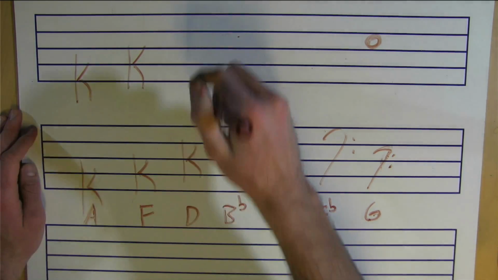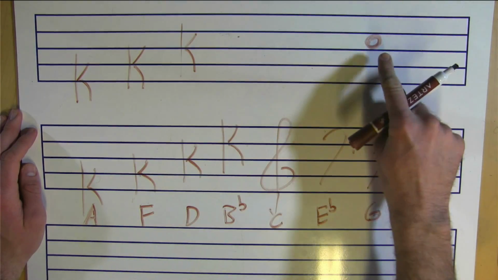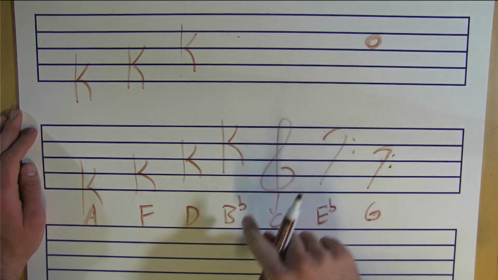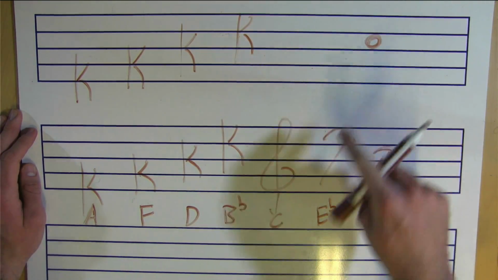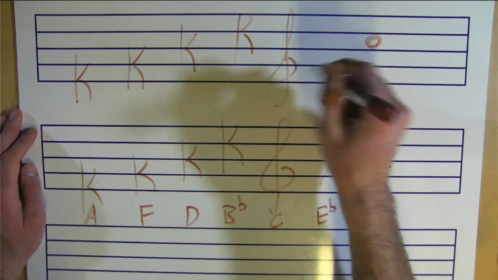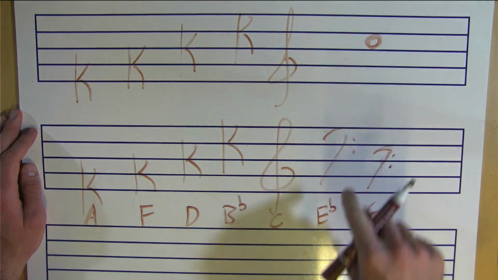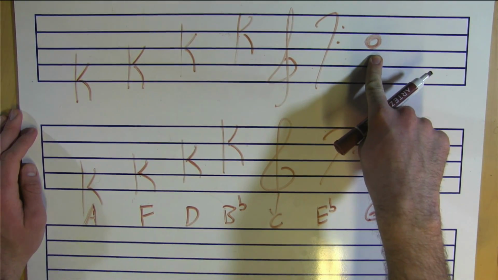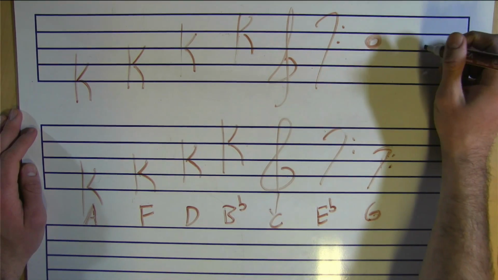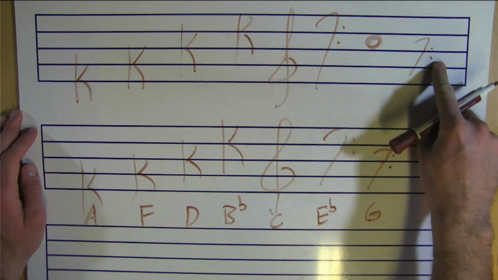In alto clef, that note is a D. In tenor clef, that note is a B. In G clef, that note is a C. In bass clef, that note is an E. And in baritone clef, sorry, I'm going to do it over here, that note is a G.